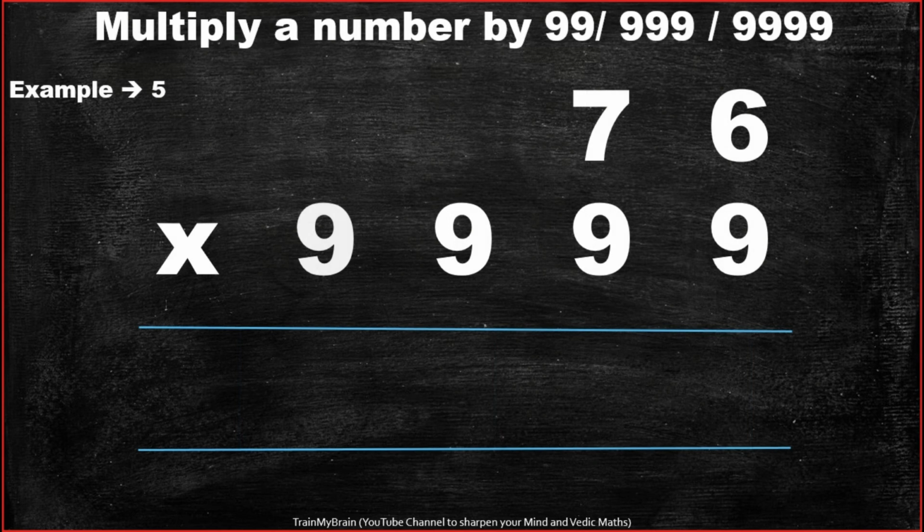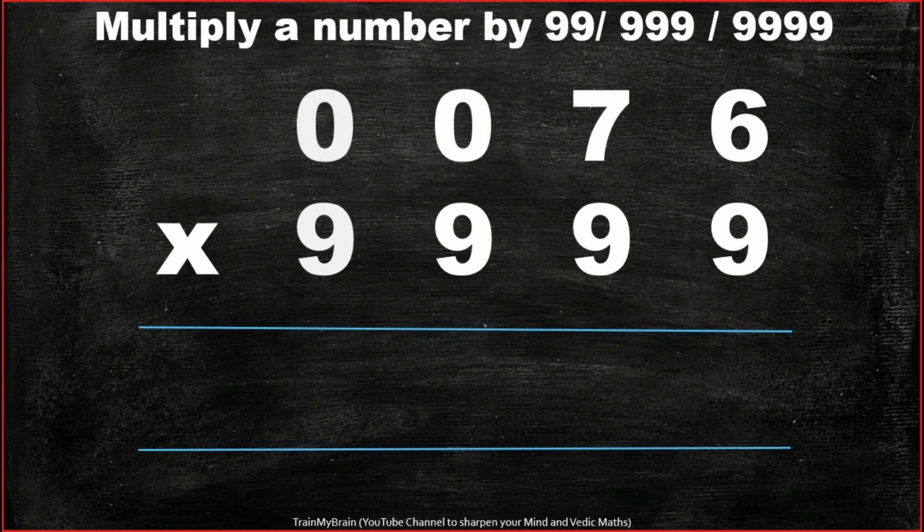In this case you can see the first number has 2 digits, the second number has 4 digits. You have to make the 2 digit number a 4 digit number. So you just have to prefix 00 here. Now the condition is satisfied. Both the numbers have the same digit count and one of the numbers has 9s only. So we can apply the logic.